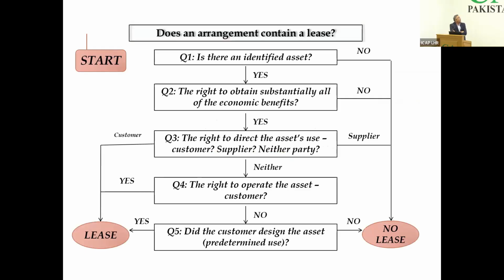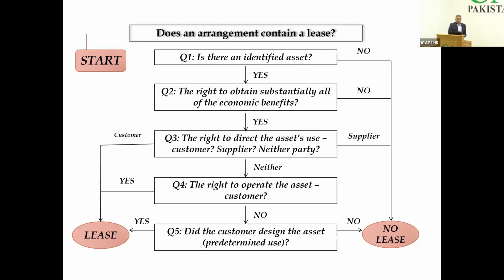This is basically a decision tree given under IFRS 16, to determine whether the contract is covered as a lease under IFRS 16 or not. First of all, the question is: is there an identifiable asset? If the answer is no, it's not a lease contract. Let's say the lessor or vendor undertakes to provide conveyance to the customer, and there is no identification of the asset which will be used to provide this service. That will basically be a service contract. That will not be covered under IFRS 16 as a lease.